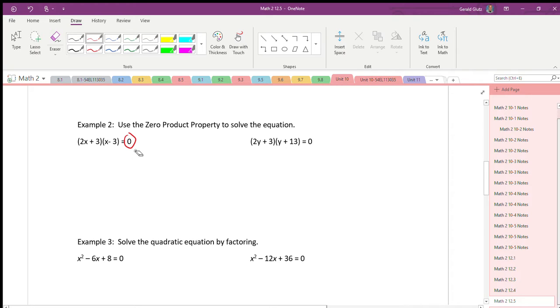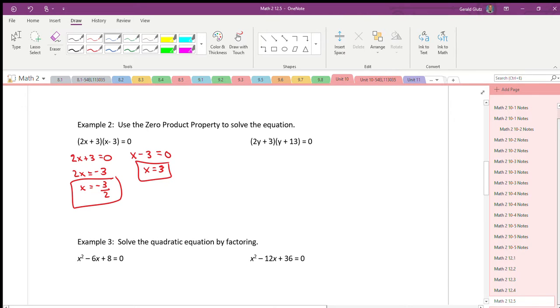In the next example, again, we have two factors, but it gets a little bit more complicated. So I've got 2x plus 3. I'm going to set that equal to 0. And then x minus 3, I'm going to set that equal to 0. This one's easy. I just add 3 to both sides and I get x equals 3. This one I've got to do a little bit of math. If I subtract 3 on both sides, I get 2x equals negative 3. If I divide both sides by 2, I get x equals negative 3 over 2. So our two answers would be x equals 3 and x equals negative 3 halves.